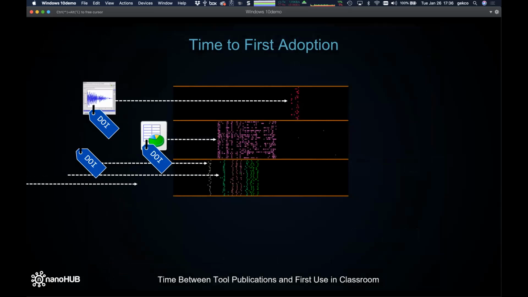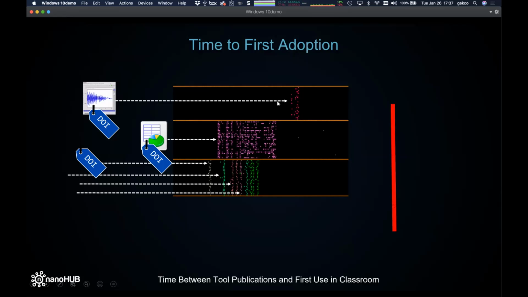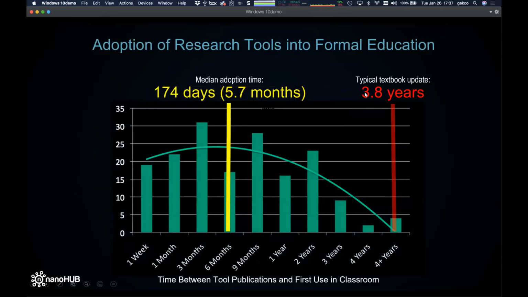We can even measure sort of time to market, if you will. How long does it take for a tool that has a digital object identifier, a birthday, to show up for the first time in a classroom? I can measure that time to market, or the adoption from research publication into classroom. And I can measure that against the typical textbook time of about 4 years to write a second edition. We have tools that show up in a classroom within weeks after being published. And the median time is less than 6 months.